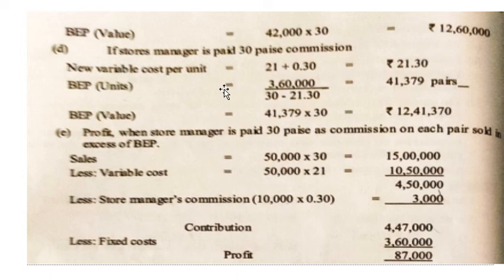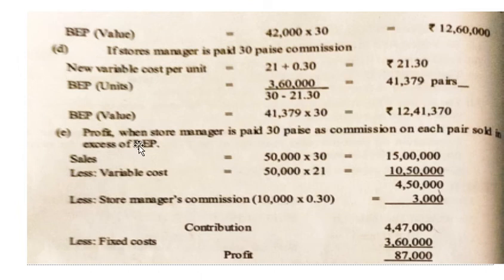So when our variable cost is increased, what will be our break-even point? That is what we are supposed to calculate. So in units, the formula is fixed cost divided by selling price per pair minus the variable cost per pair. Now 3,60,000 is the fixed cost, which is the initial fixed cost, because in this question they have not asked us to increase the fixed cost. It is only relating to variable cost, where the commission has been added on. So the fixed cost will remain the same, 3,60,000 divided by selling price, which is 30, minus the variable cost, which is 21.30, which will give us 41,379 pairs.